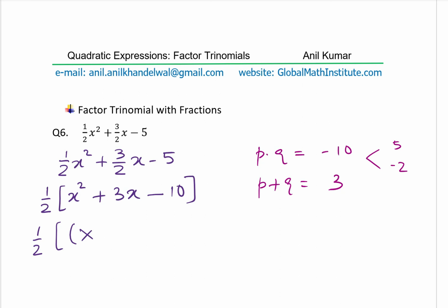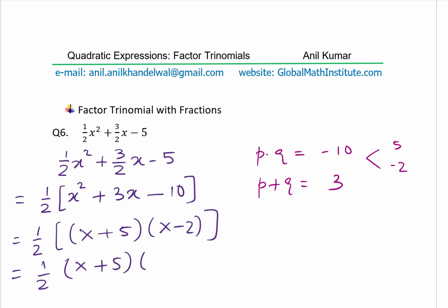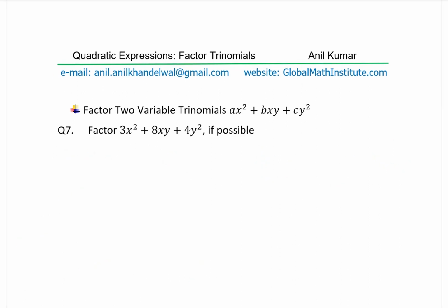So we can write this as x plus 5 times x minus 2 as our result. So we get our final answer as half times x plus 5 times x minus 2. Is that clear to you? Perfect. Now let's take up an example where we have two variables.